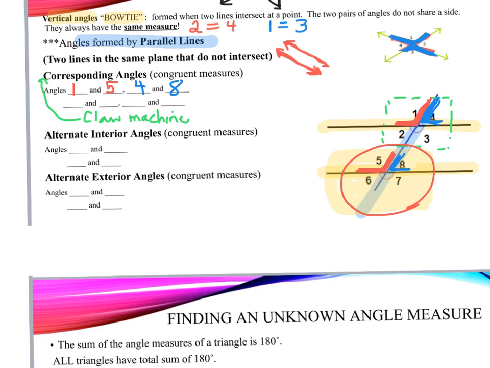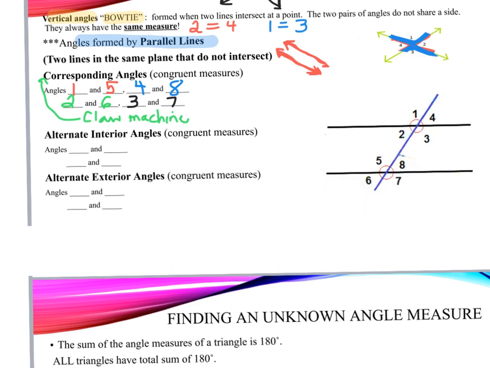Now I'm going to move to angle 2. Angle 2, if I picked that up, moved it, dropped it, that would land on 6. So 2 goes with 6. And finally, angle 3, if I pick that up and drop, lands on 7. So 3 matches with 7. Okay, those are called corresponding. All those are the same exact size.